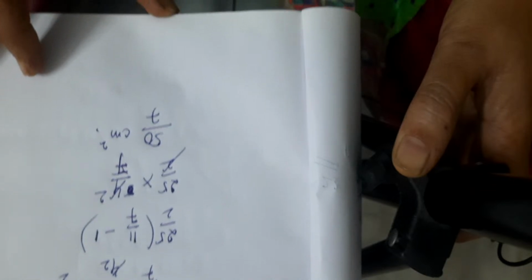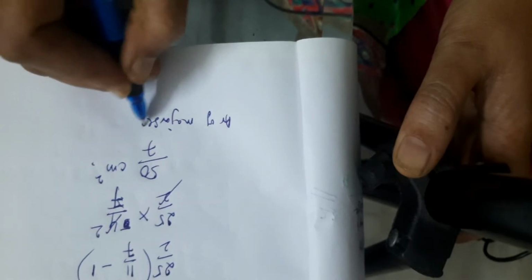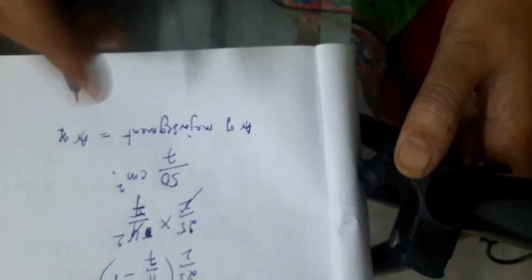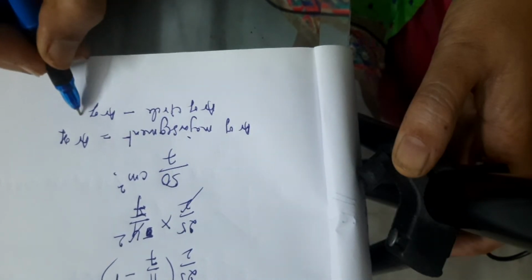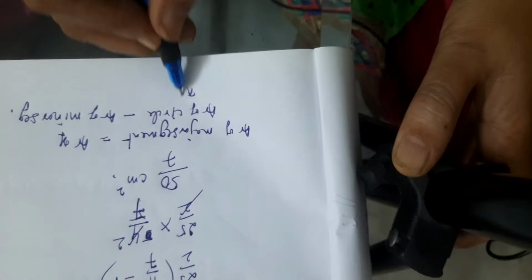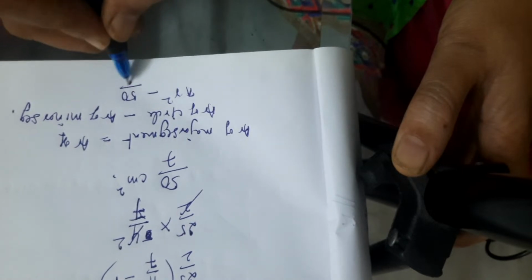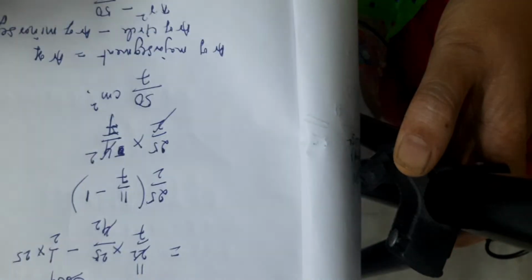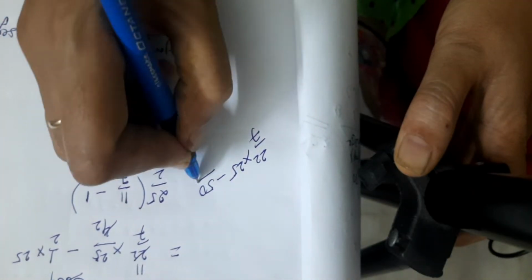We need to find the area of the major segment. Area of the major segment is the area of the circle minus the area of the minor segment. The area of the circle is pi r square, and the area of the minor segment we got is 50 upon 7. Again put the value of pi, so pi is 22 by 7, r square is 25, minus 50 upon 7.